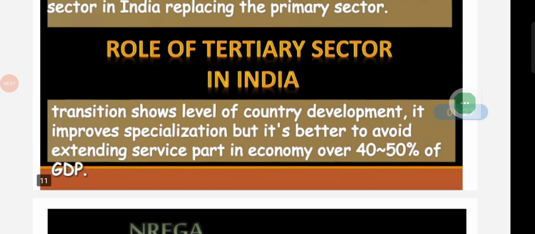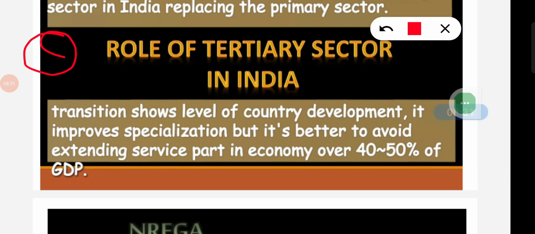Role of the tertiary sector in India. So what was the major role? This is a question CBSE always asks, in the Delhi board, the CBSE board, and all-India boards. The transition shows the level of a country's development. It improves specialization, and it is better to keep expanding the service part of the economy, which is 40 to 50% of GDP.